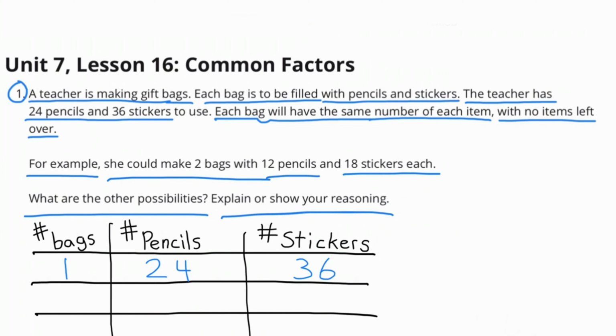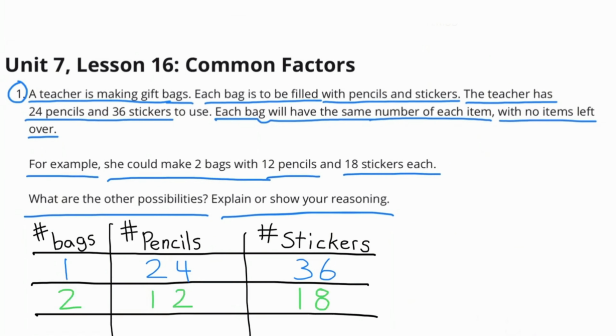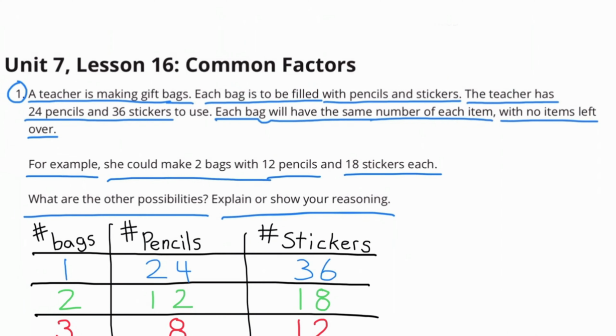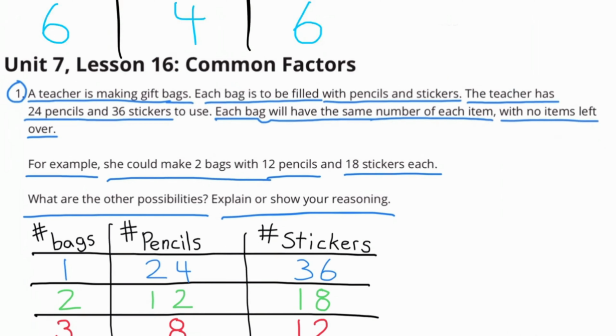One bag has 24 pencils and 36 stickers. 2 bags has 12 pencils and 18 stickers. 3 bags has 8 pencils and 12 stickers. 4 bags has 6 pencils and 9 stickers. And 6 bags has 4 pencils and 6 stickers.